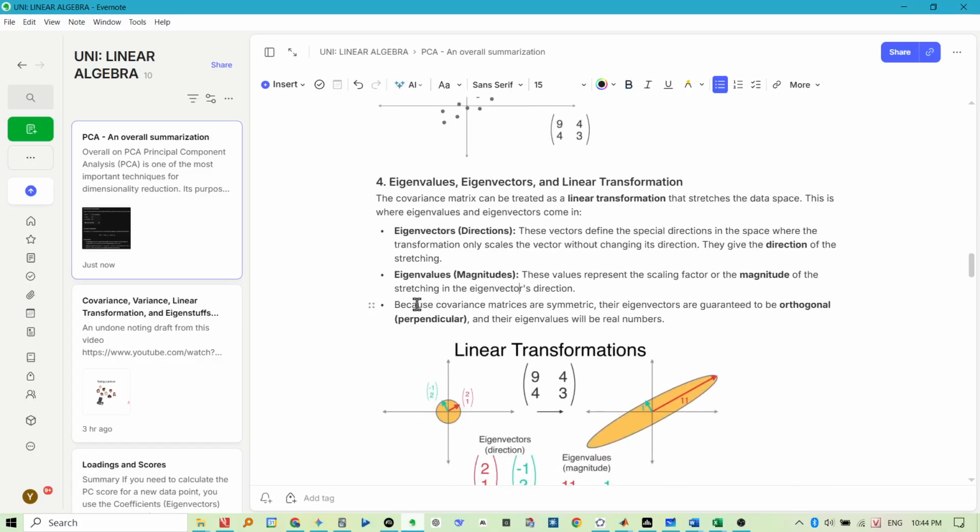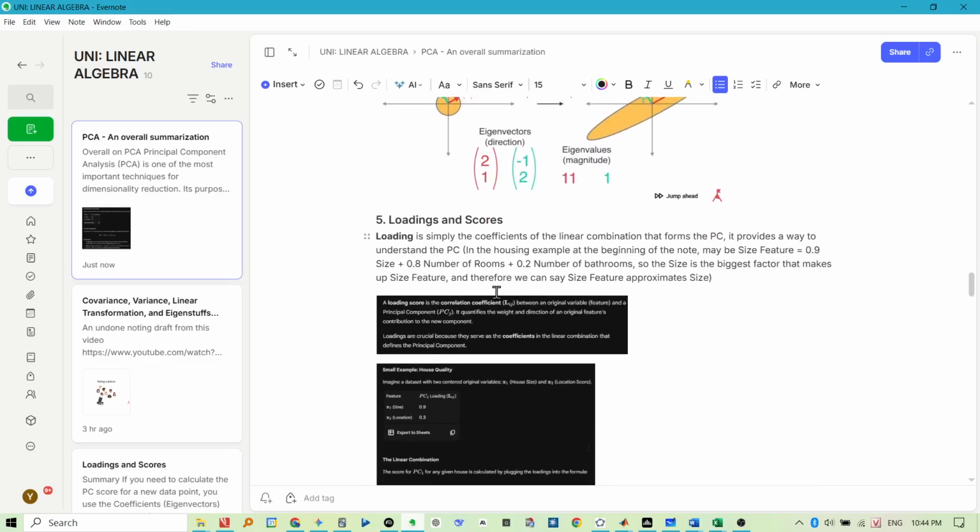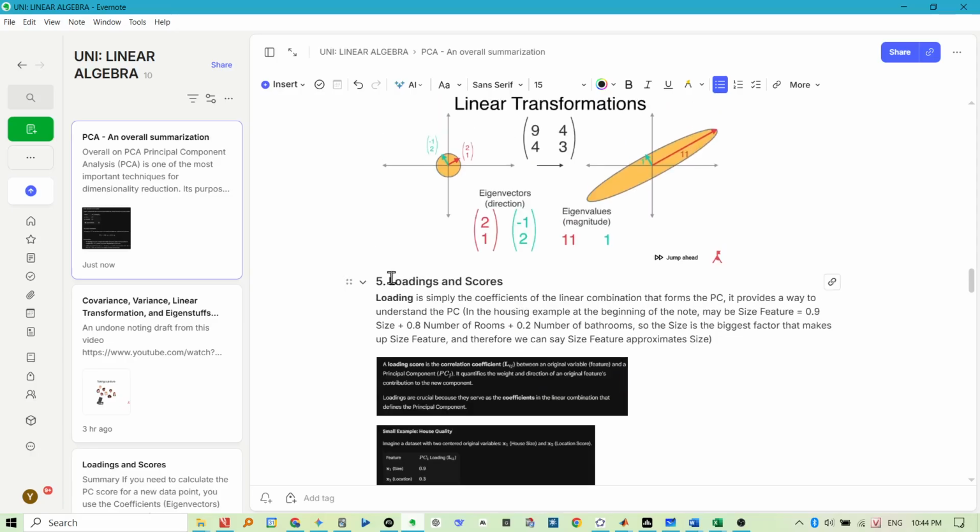I hope you have understood by now. That's the essence of linear transformation. We'll go down to loadings and scores.